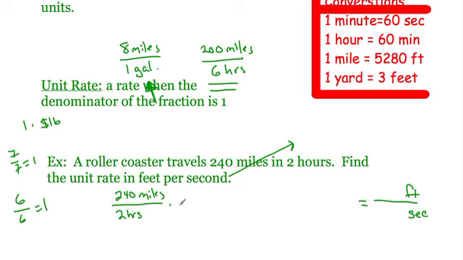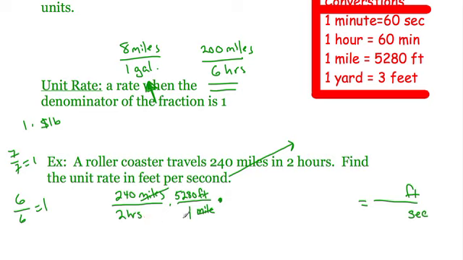So for example, I want to get rid of the miles. If I want to cancel it and it's on top, I need to bring it to the bottom. So, let's go to my conversions. 1 mile is 5,280 feet. See, now my miles cancels. And I have feet, which is what I want on top. Yay us.